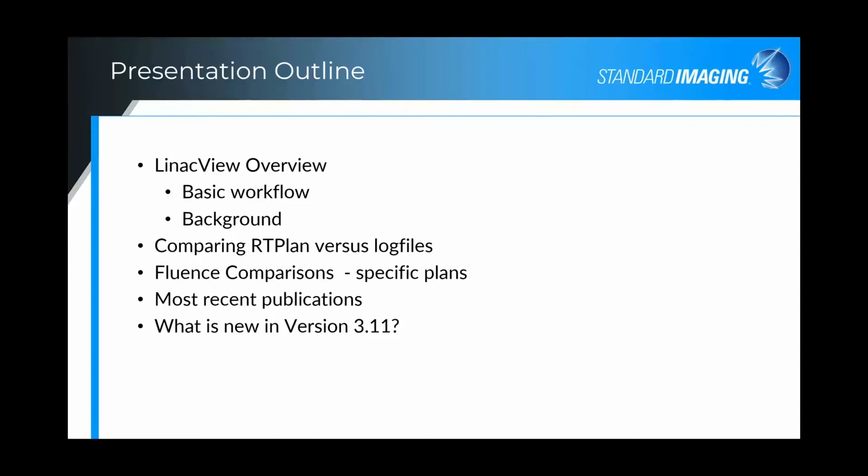I'll show some examples of specific plan fluence analysis, and then I'll discuss a few recent publications comparing log file versus detector array comparisons to show that correlations exist and differences in what errors can be seen and which picks up those errors more effectively. Finally, I'll review some of the new features in version 3.8.